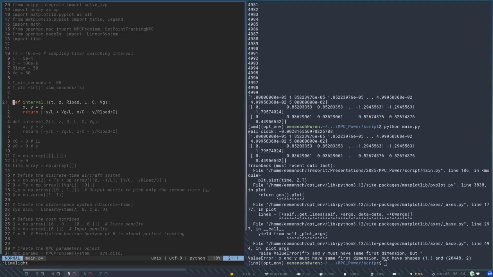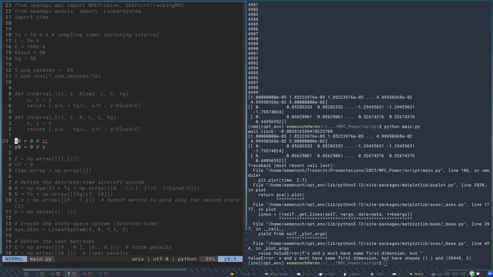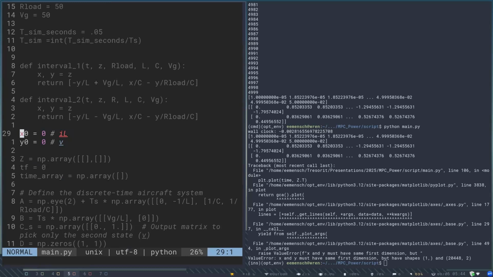So this is why I have these two functions, interval 1 and interval 2. They are just initial value problems. Starting at some point, we have to see how the system propagates in time. So that's that. I initialize, oh, maybe I can do that.